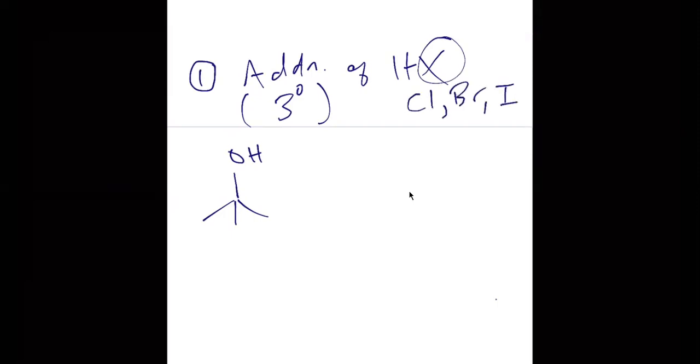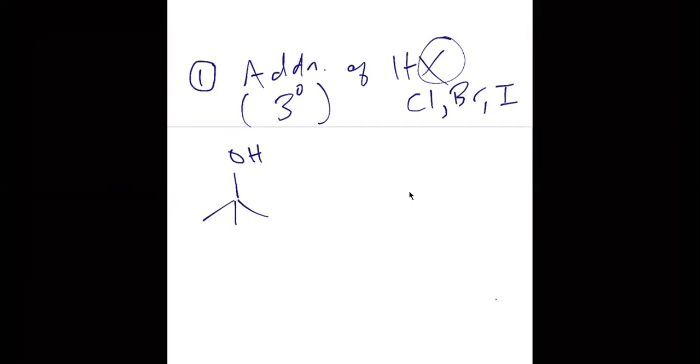Right? It's any type of acid. But in this case, we'll use these halogen acids, right? HCl, HBr, HI. And we're doing this for the tertiary.